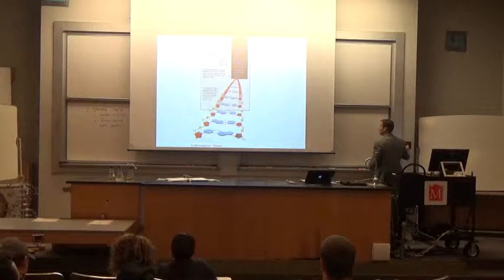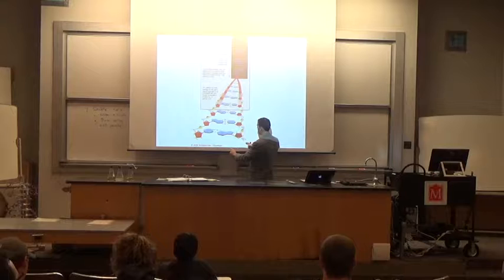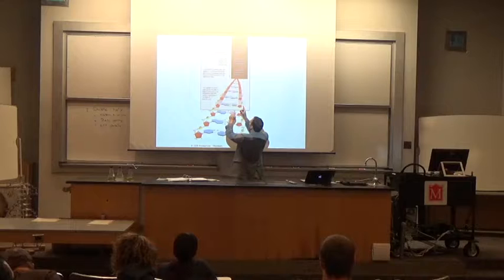Similar picture where you have A's pairing with T's and G's pairing with C's, there's a T pairing with an A, right? The strands are anti-parallel, so this is the 3' end, so there's an OH here, there's a phosphate over here, right? They form this stair step pattern into a double helix.